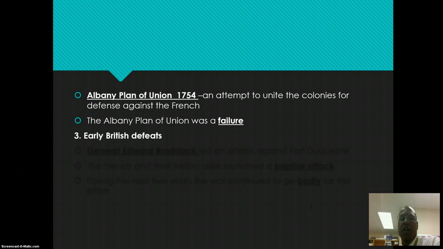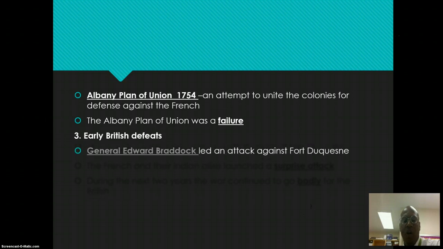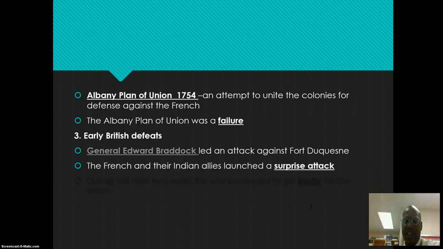So let's move on to some of the early defeats of the British in the French and Indian War. General Edward Braddock led the first attack, and he again took young Washington along with him to attack Fort Duquesne. Later on, you'll have a set of videos on Moodle that you can use to get a greater insight into this. But his attack was not successful.